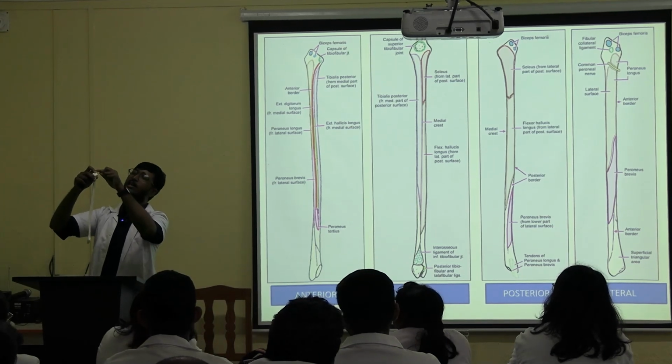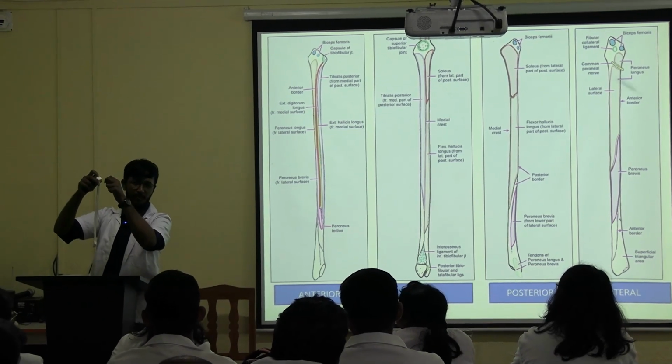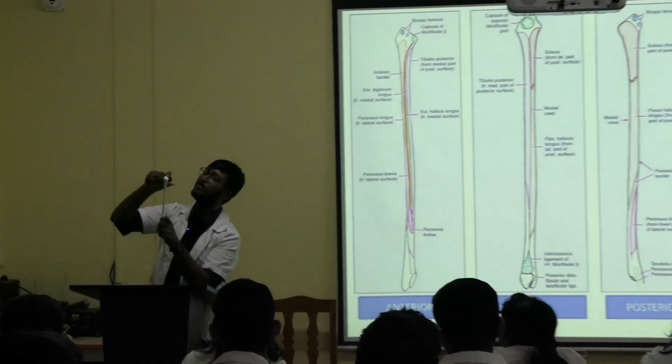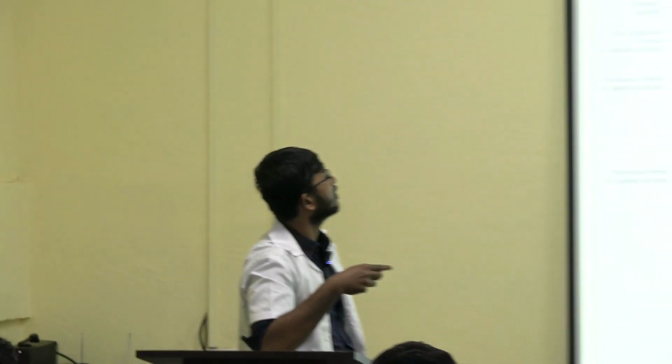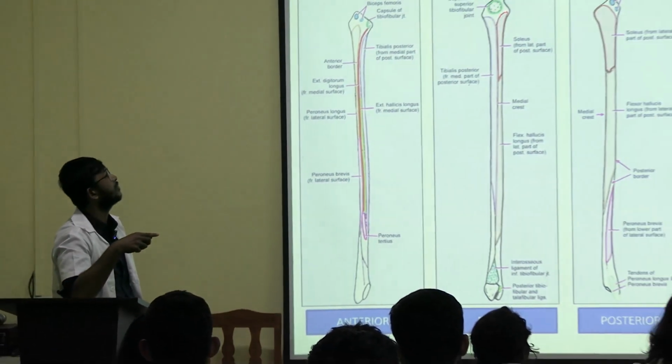If the tibia attaches here, a capsule will be present which will prevent friction between the two bones. Okay, so that is what it is saying. See this, the capsule of the superior tibiofibular joint.